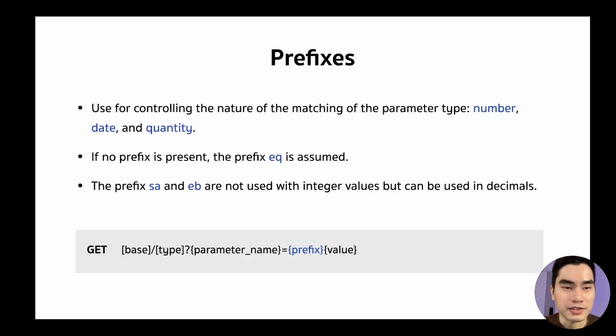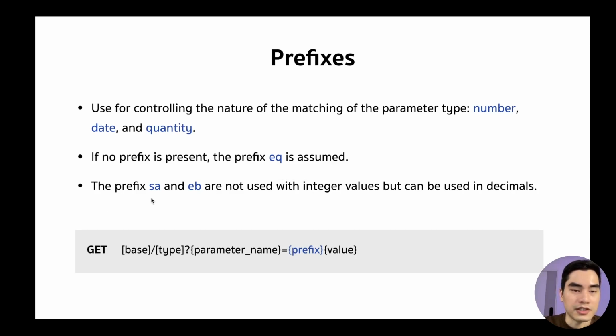Next is prefix. Prefix can be used with a number, date, or quantity. Prefix is quite similar to modifier, it's just put in a different position. Modifier is put after the name, prefix is put before the value. But if you don't put any prefix, that actually means you are using the prefix EQ, which stands for equal. So it assumes that you are using the EQ prefix.